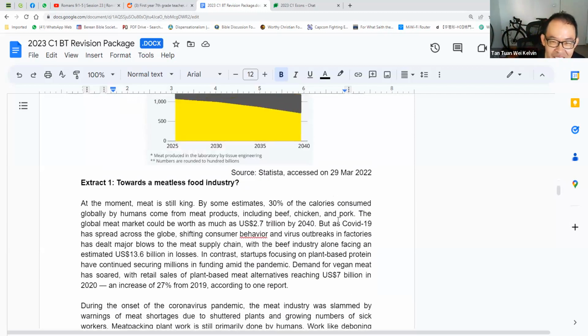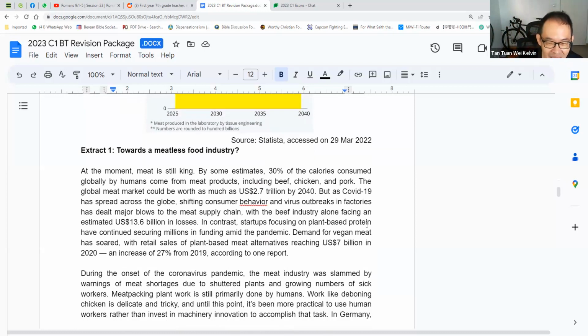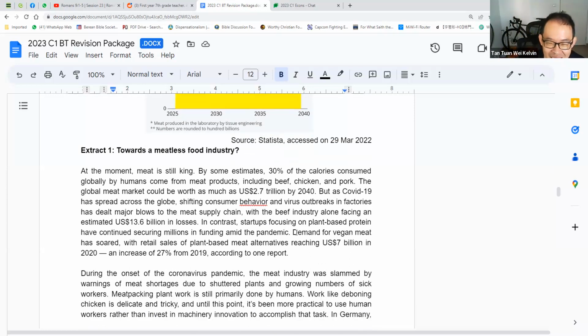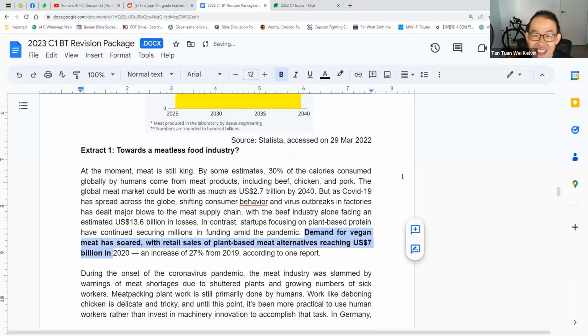Extract one. Okay, extract one talks about the meatless food industry. So you may have heard of the Impossible Burger. So this one tells you that slowly we are eating vegetarian meat instead. So this tells you that the demand for vegan meat has soared. So this tells you that probably the bad news of the supply shock has probably caused the demand for plant-based meat to be higher. So it's good news, and you will see how that will result in.